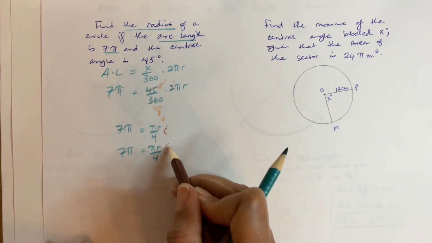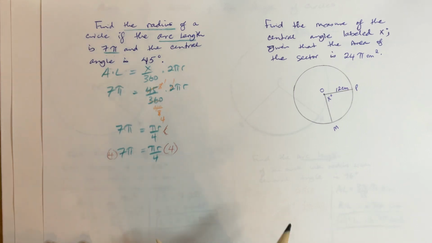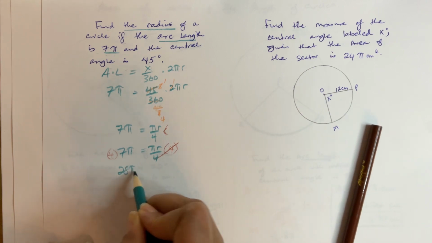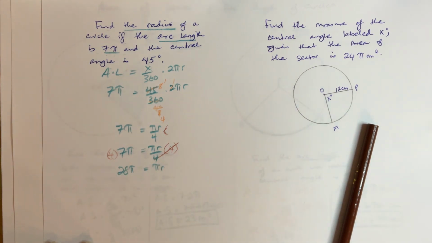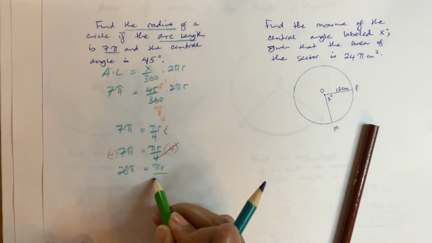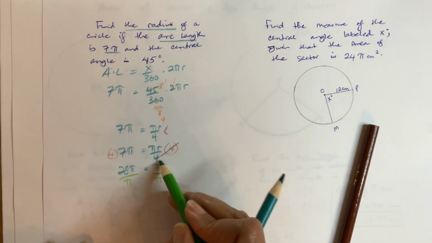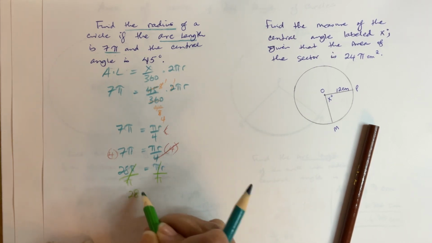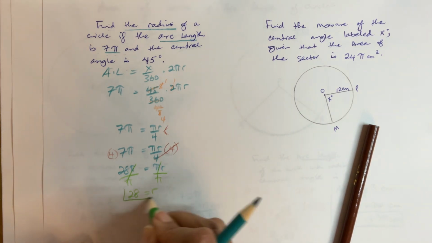I'm going to do it here, multiplying by 4, and then whatever I do on one side, I'm going to do on the other, and that cancels out. Now you're left with 28 pi equals pi r. Still, we are not done because we need to find r, so we're going to divide by pi. Whatever we do on one side, we do on the other. This cancels out, this cancels out. So the radius is r equals 28. So that is the radius.